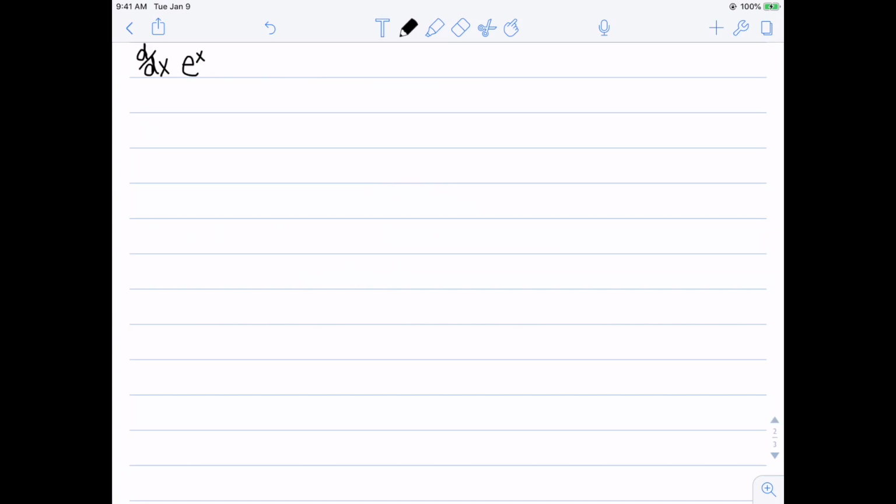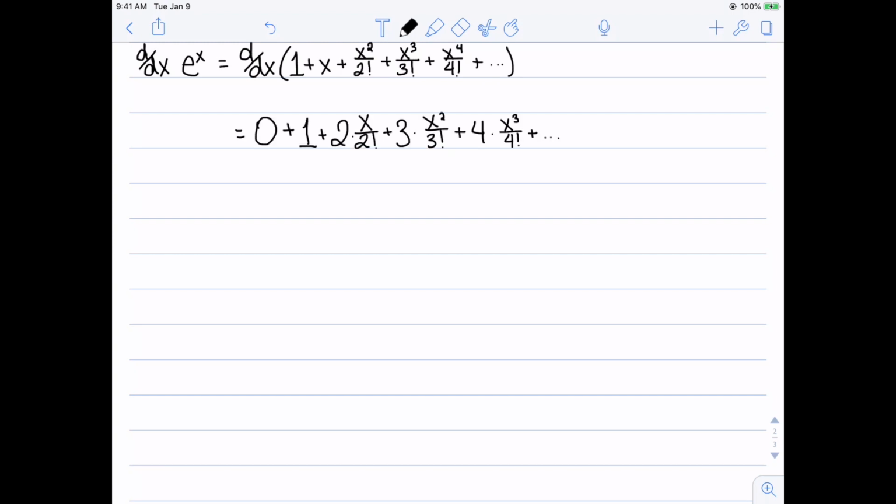Let's do another one, this time with the derivative of e to the x, which we know should be e to the x. We know the Maclaurin series for e to the x looks like 1 plus x plus x squared over 2 factorial plus x cubed over 3 factorial plus x to the 4th over 4 factorial, etc. So let's take derivatives of these. Taking derivatives gives me 0 plus 1 plus 2 times x over 2 factorial plus 3 times x squared over 3 factorial plus 4x cubed over 4 factorial, etc.